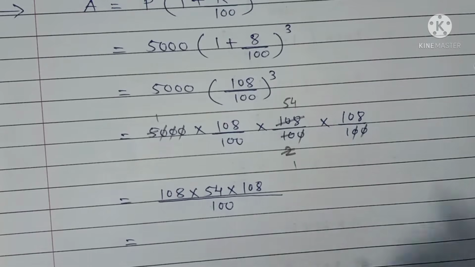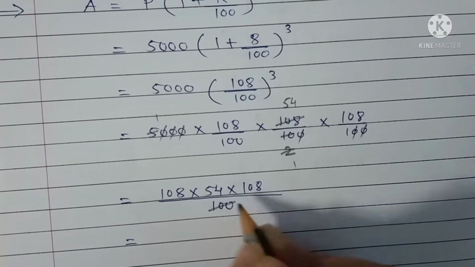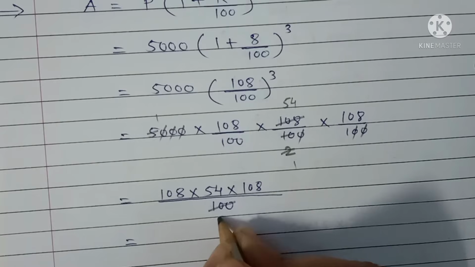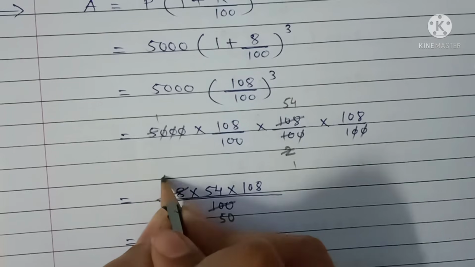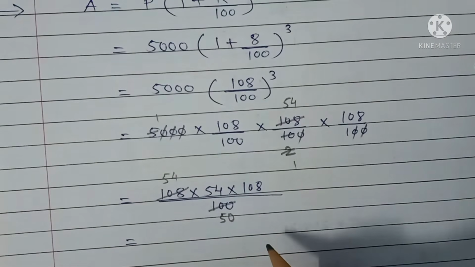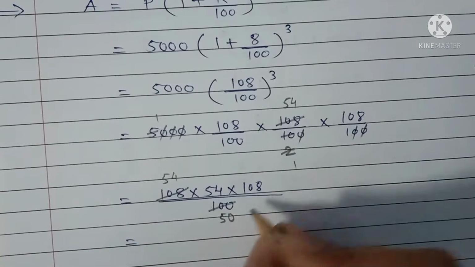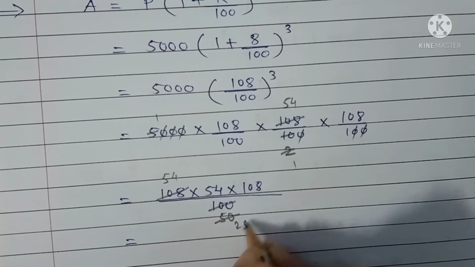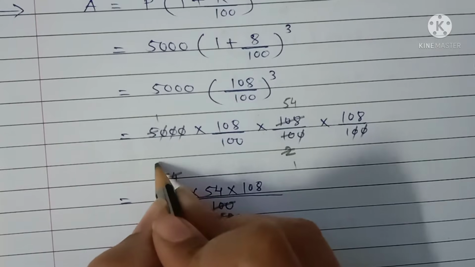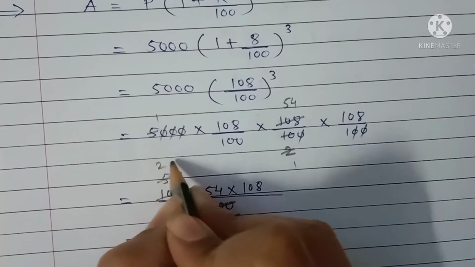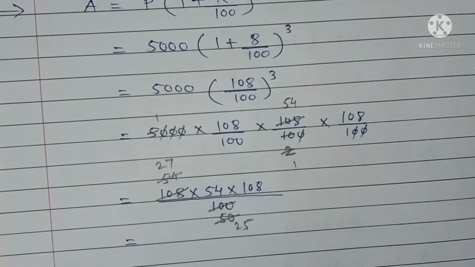Now again divide by 2. 2 fives are 10. This 0 as it is. Here also divide by 2. 2 fives are 10. 2 fours are 8. Divide 50 again by 2, means 25. Here also divide by 2. 2 twos are 4. 2 sevens are 14. 27.